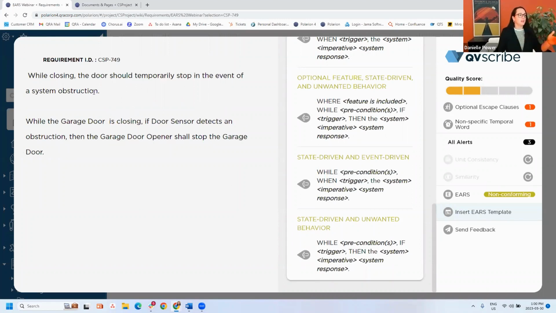So here we're trying to describe something just with state driven, but it actually is talking about a precondition and a trigger. I know we're just at time now. I know that was a quick way to go through it, but as I mentioned, we will be going through more complex ones at our next webinar.